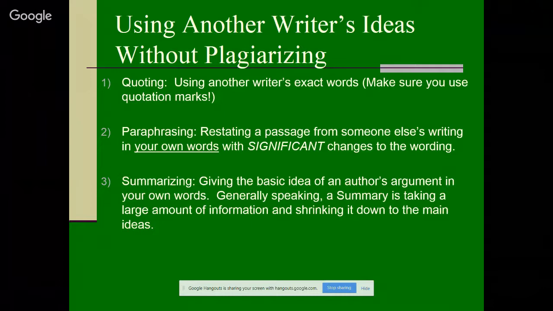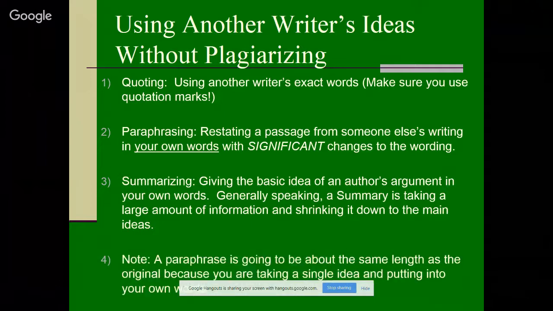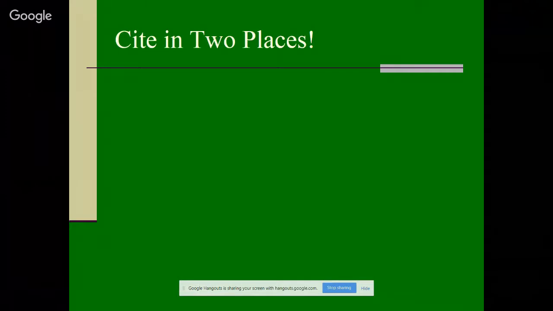Generally speaking, with summary, you are condensing a large amount of information into a condensed space. So you might, for example, summarize the primary ideas of an entire article in just a couple of sentences, 2 or 3 sentences. Okay. Note, a paraphrase is going to be about the same length as the original because you're taking a single idea and putting it into your own words, whereas a summary is going to be much shorter.